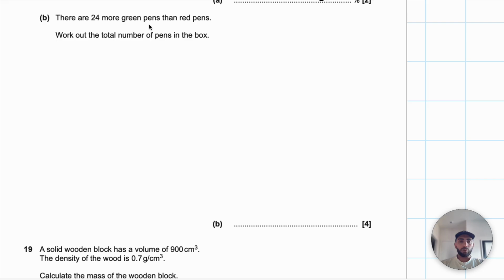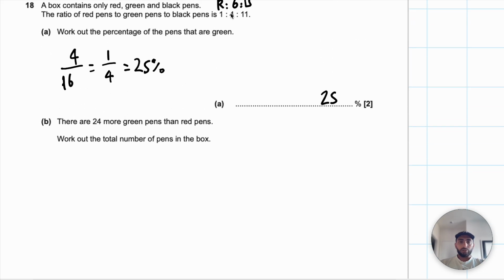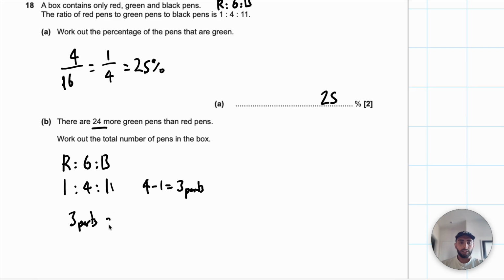Part B, there are 24 more green pens than red pens. Work out the total number of pens in the box. Let's rewrite the ratio out first. I've got red to green to black, which is in 1 to 4 to 11. It says 24 more green than red. Green to red is 4 to 1, so how many more parts of green do I have than red? That's 4, take away 1, which is equal to 3 parts. Those 3 parts are going to be equal to the 24 that they told me in the question.